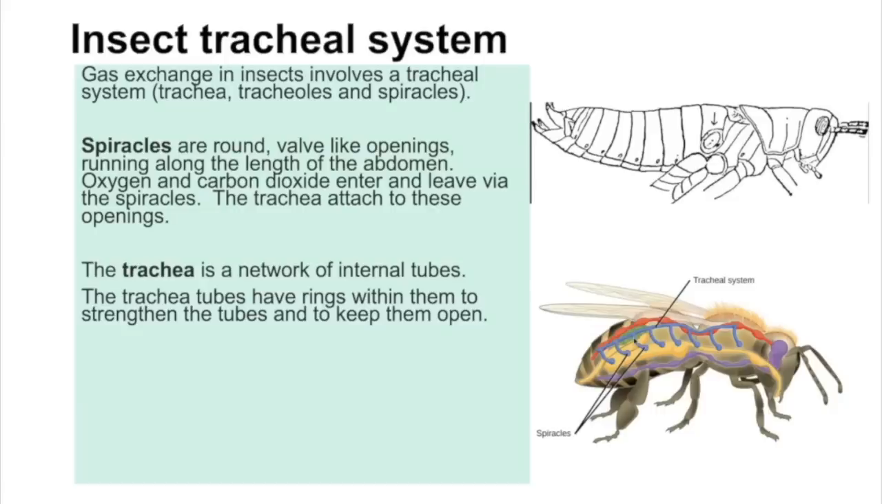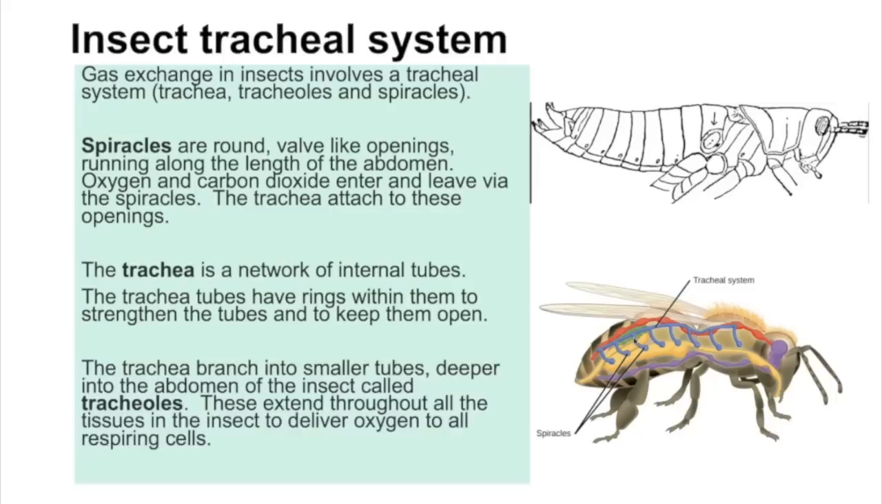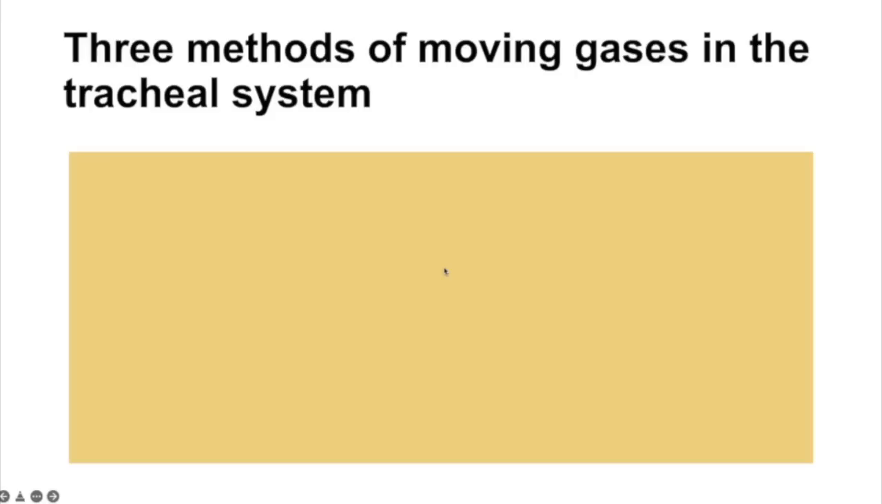And the trachea are tubes. They have rings within them to strengthen the tubes and stop them from collapsing, and that keeps the tubes permanently open. And then the trachea branch into smaller tubes, which are deeper in the abdomen of the insect, and those are called the tracheoles. And those extend throughout all of the tissue in the insect to deliver oxygen to all of the respiring cells. So here we have the spiracles connected to the trachea, and then the tracheal systems branching all the way through into the centre where the abdomen is, and to all of the respiring tissues.